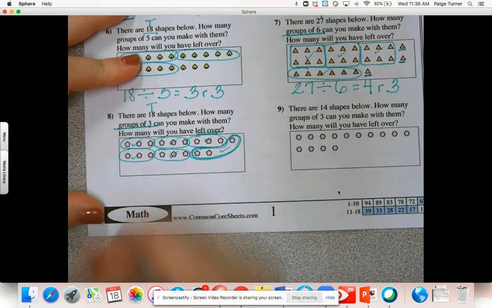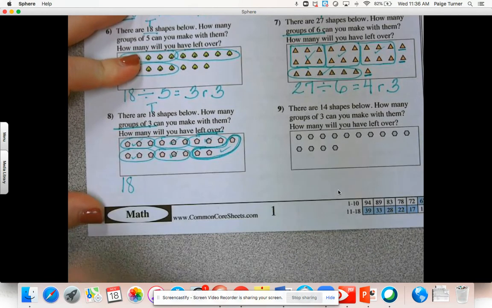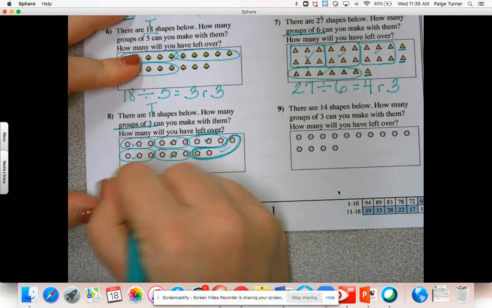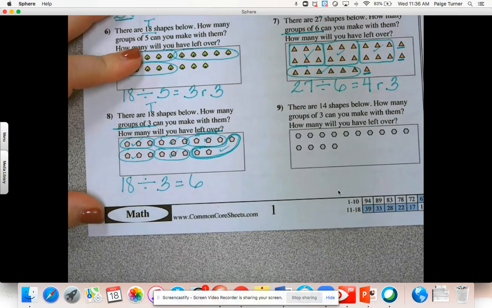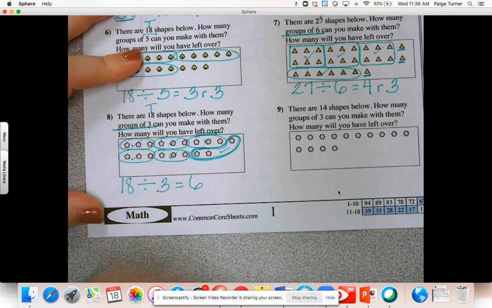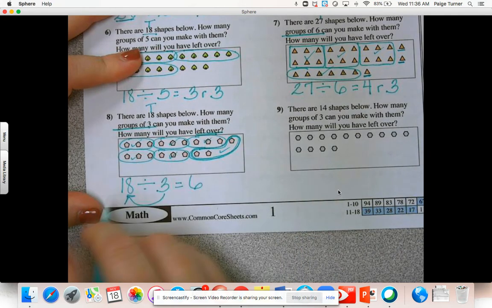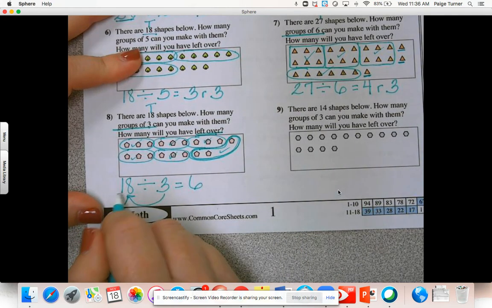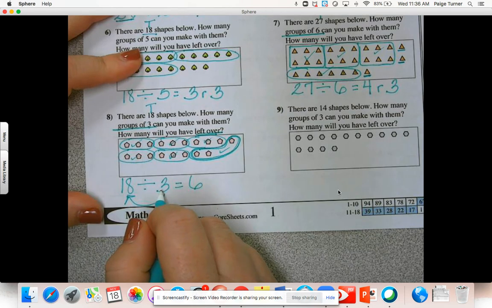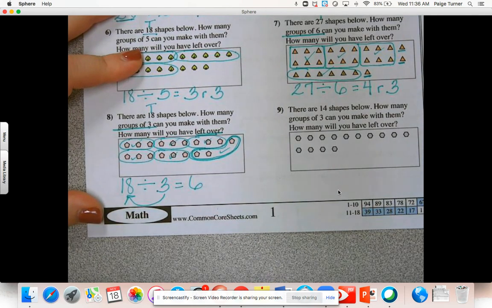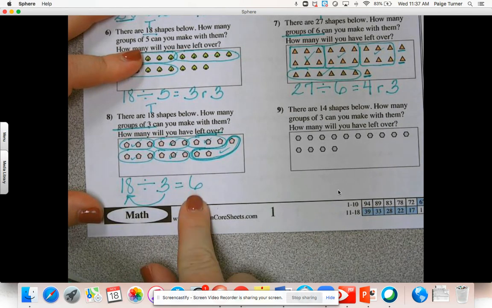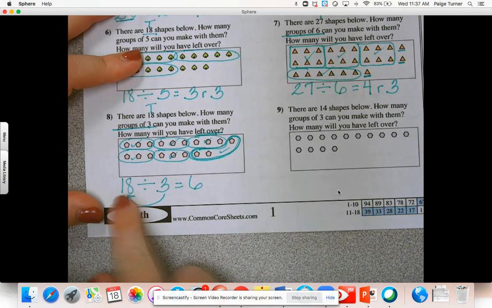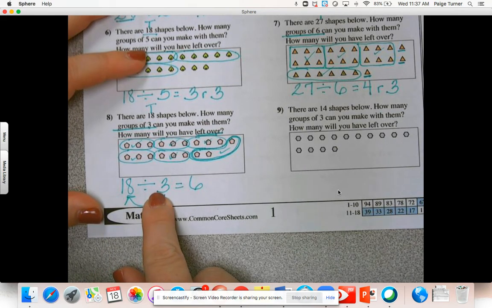So if we write this as a division problem, that would be our total, which was 18, divided into groups of 3, and that just equals 6. 18 divided by 3 equals 6. When you count by 3s, you will say the number 18. 18 is a multiple of 3. So that means that we're not going to have a remainder here. Now, if this was like the number 19 or 20 instead of 18, then yeah, we would have a remainder. But since 18 is a multiple of 3, then we're not going to have a remainder.